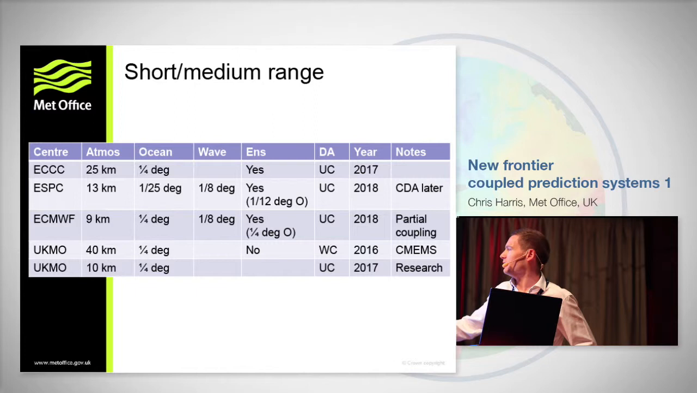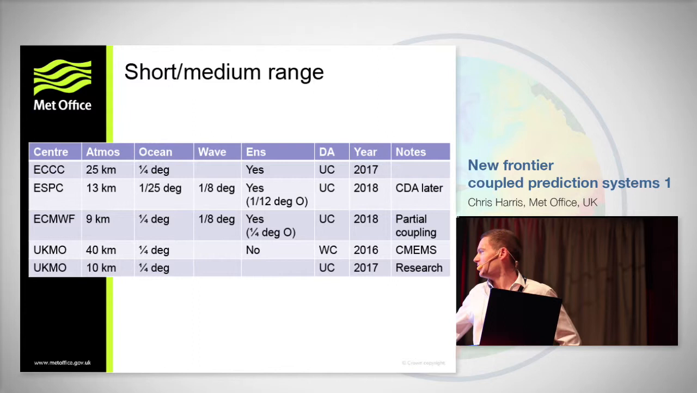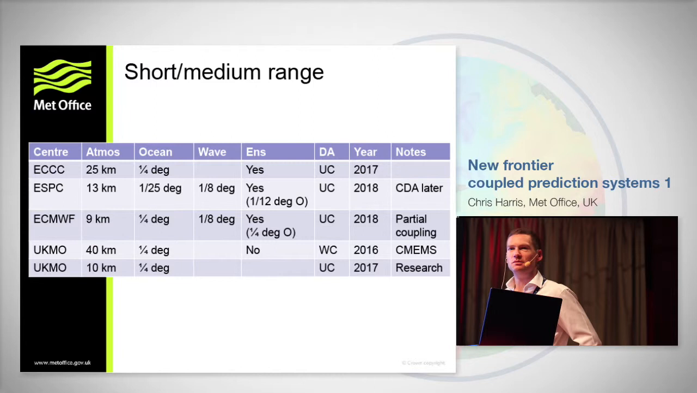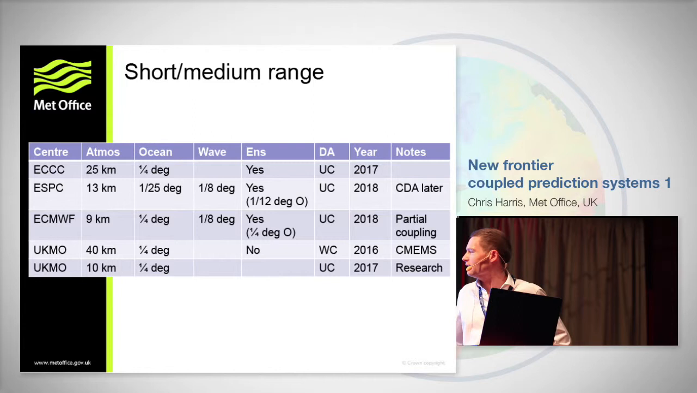ECMWF, again uncoupled data assimilation, looking like going operational early 2018, but with something called partial coupling, which I'll come back to. And then two systems at the UK Met Office. One does have weakly coupled data assimilation. It's relatively low resolution for the atmosphere, at least. And that's the system that we provide to the Copernicus Marine Service, and you've perhaps already heard about and will hear about in Marie's talk. And then finally, a research system that's being run in real time, which has got uncoupled data assimilation, but it's got an atmosphere which matches our operational numerical weather prediction resolution. So I'll go through all of those.